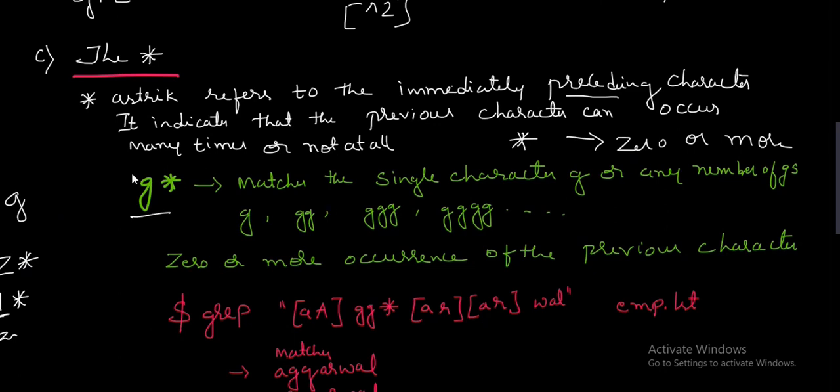In this case, if you take the example of G, asterisk indicates it matches a single character or any number of G's. Any number of G's, there is no restriction. It can match the lines or the words that have more than one character G. If G is occurring, it is going to match all the lines present in the file. See, we are searching all this in a single file.